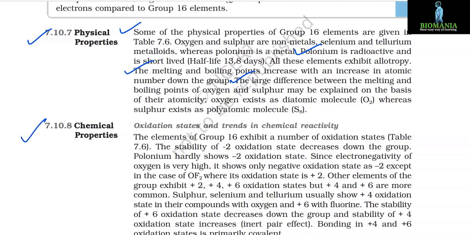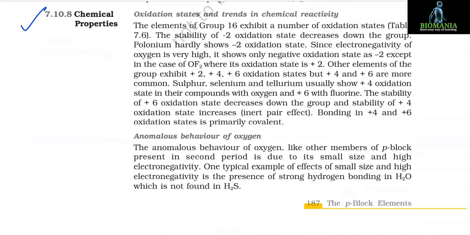7.10.8 Chemical properties. Oxidation states and trends in chemical reactivity. The elements of group 16 exhibit a number of oxidation states, table 7.6. The stability of -2 oxidation state decreases down the group. Polonium hardly shows -2 oxidation state. Since electronegativity of oxygen is very high, it shows only negative oxidation state as -2 except in the case of OF2 where its oxidation state is +2. Other elements of the group exhibit +2, +4, +6 oxidation states, but +4 and +6 are more common.